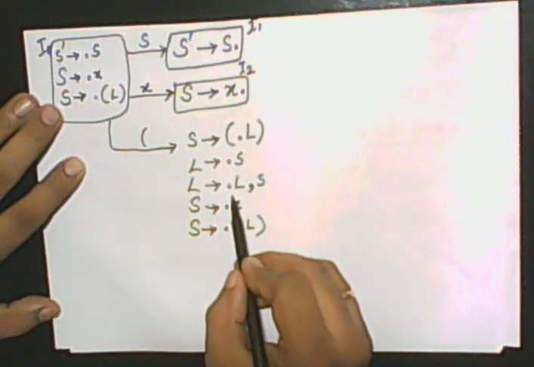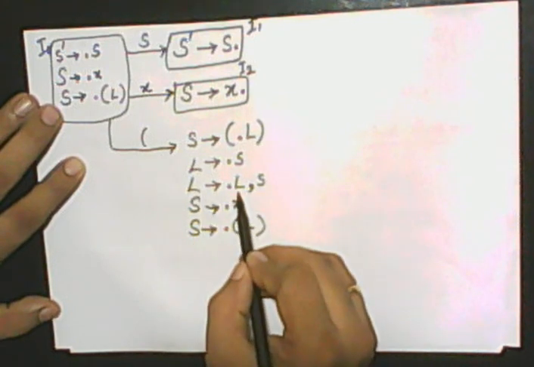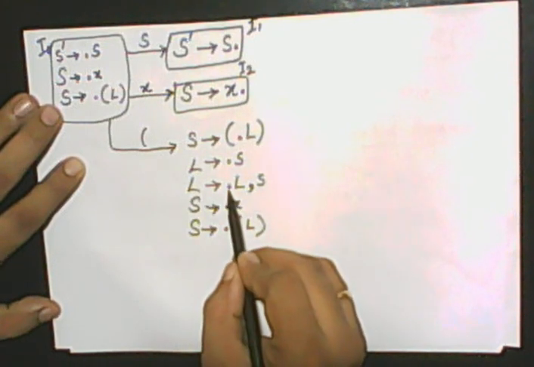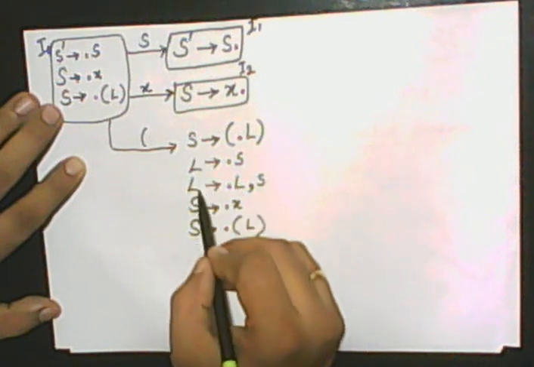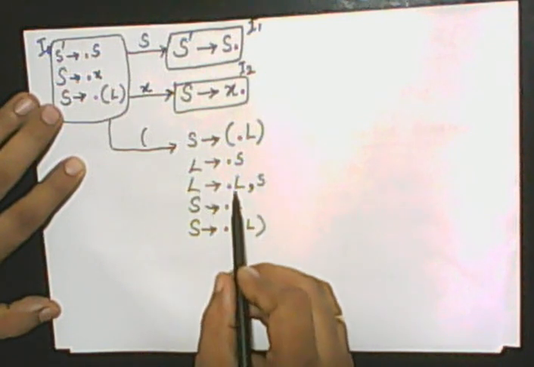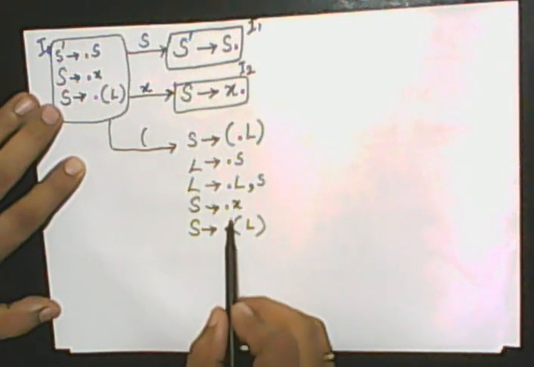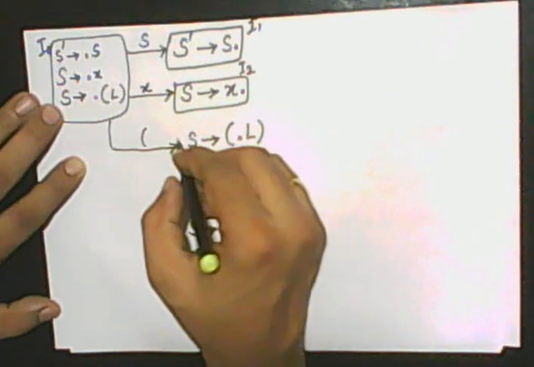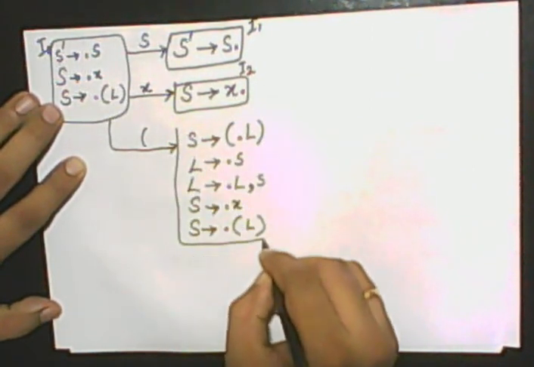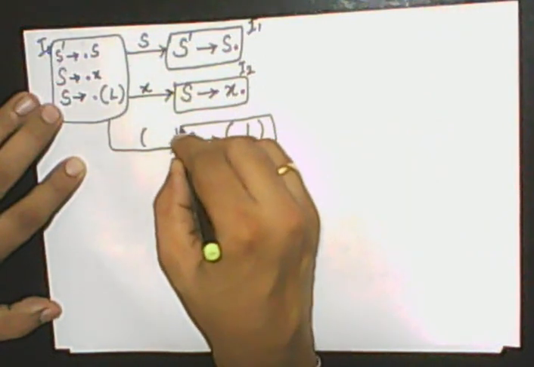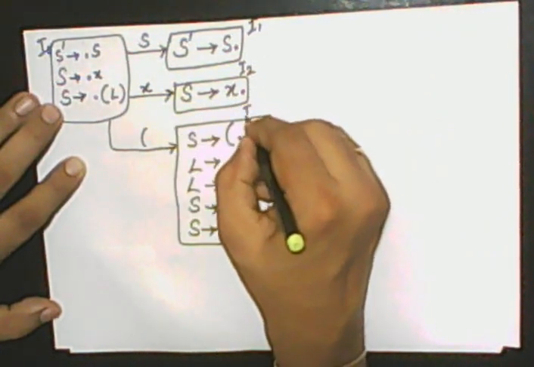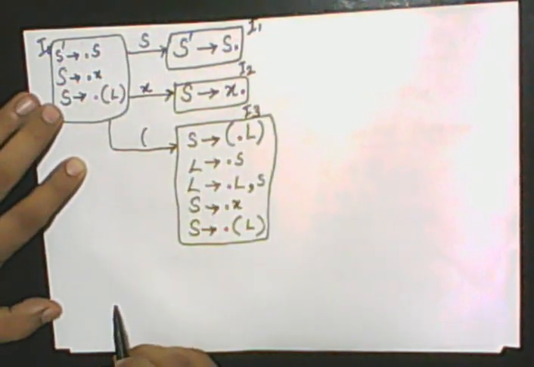Okay, so as per this, again L, you should consider this item where after the dot comes capital L, so that is already added. So you cannot add any more items here. As per this also, you cannot add any more items. So you can finalize this as the state and name it I3. So this state is I3.